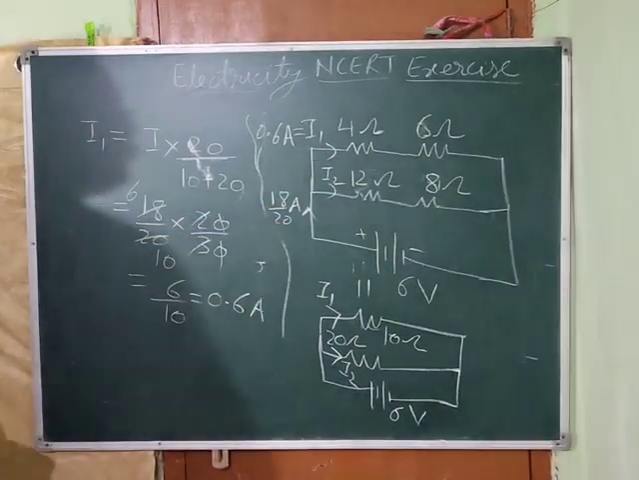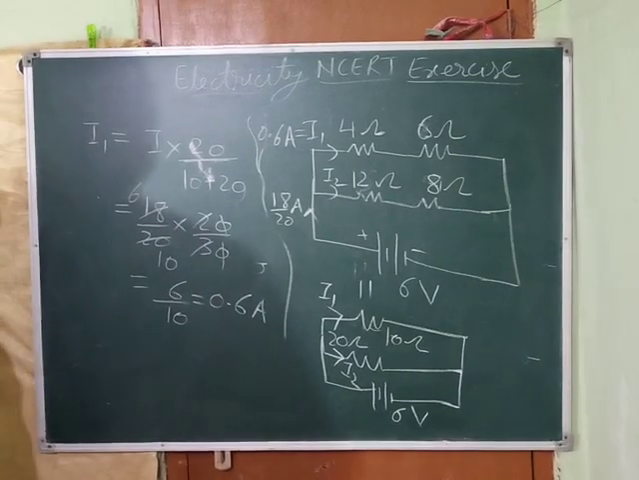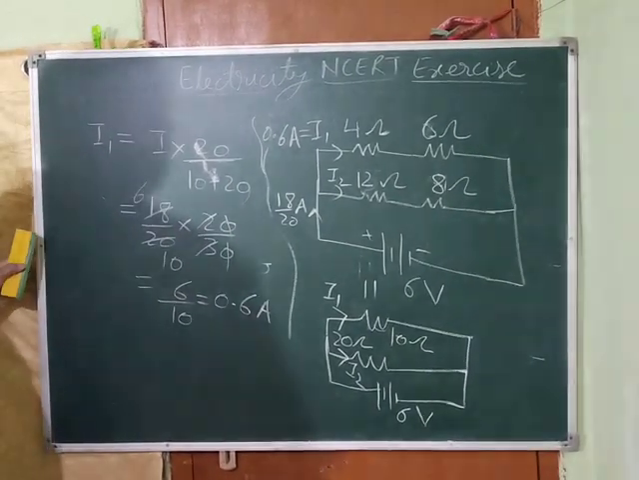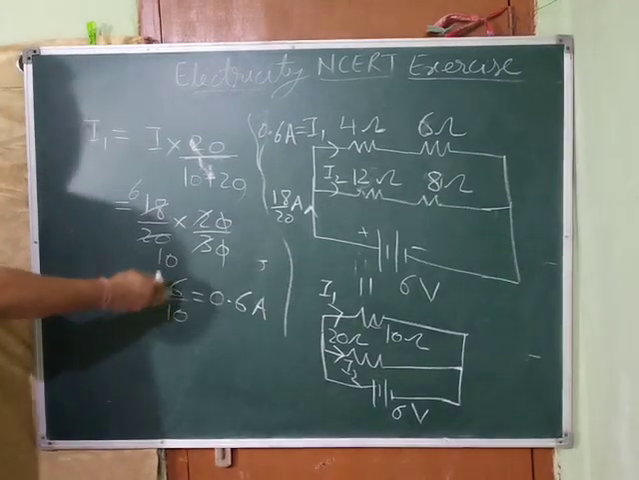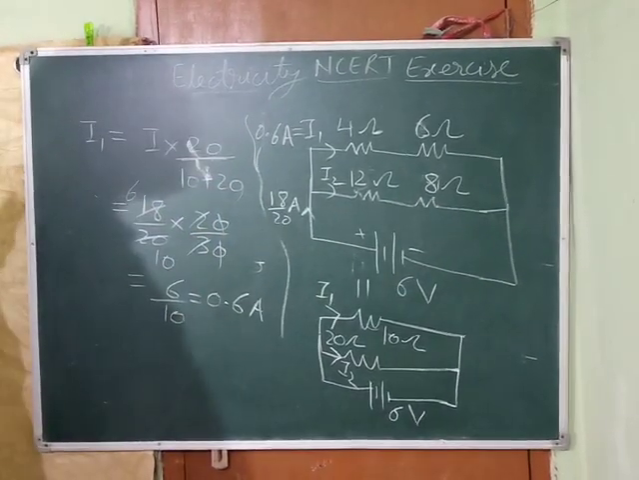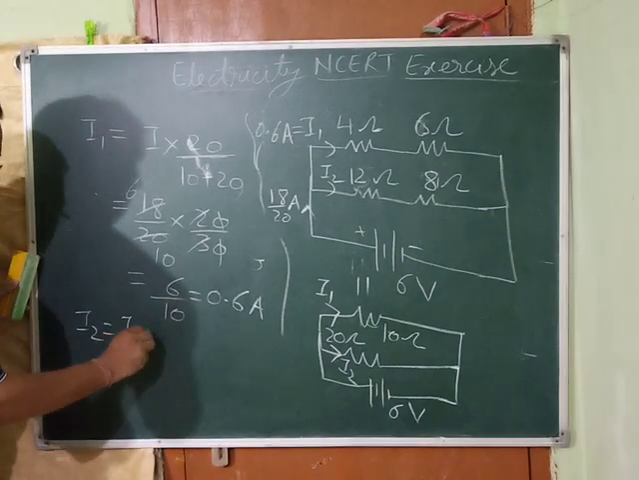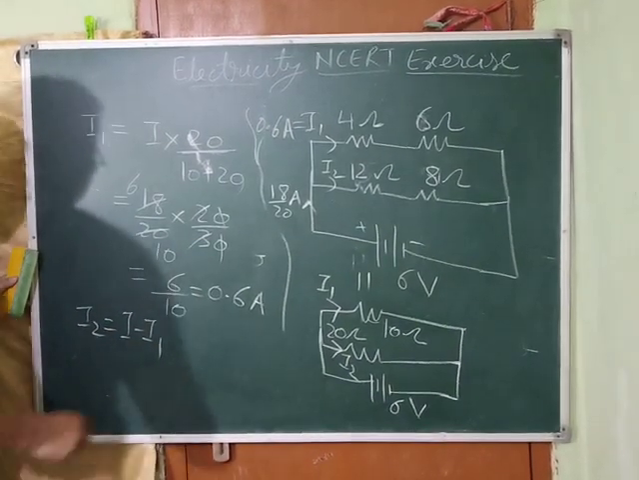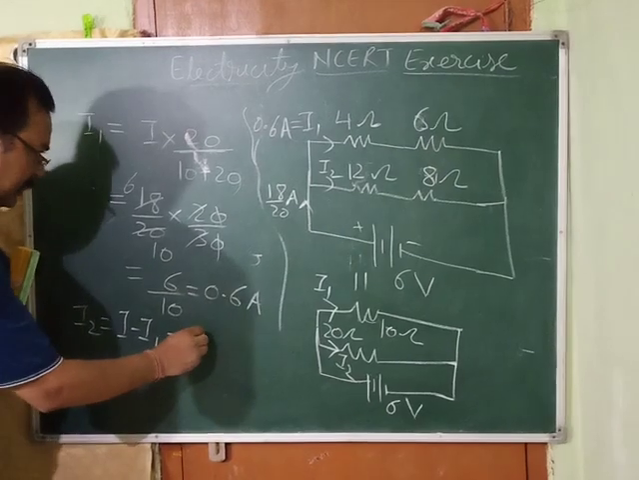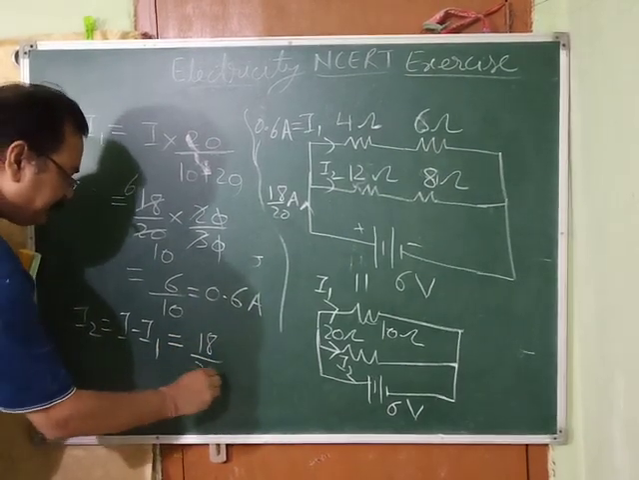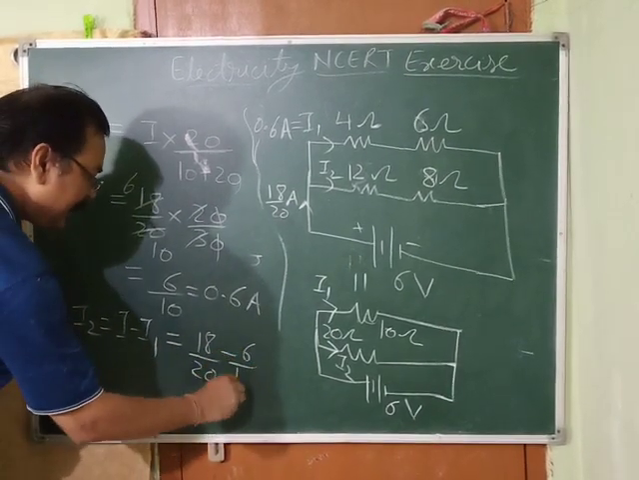Now this branch is left. We have to find out I2. Now I2 is how much? Very easily you can find out. How? Because you know already one current, so other current you can find out by subtracting it. So I2 is how much? I2 is I minus I1. And that is how much? It is 18 by 20 minus 6 by 10.